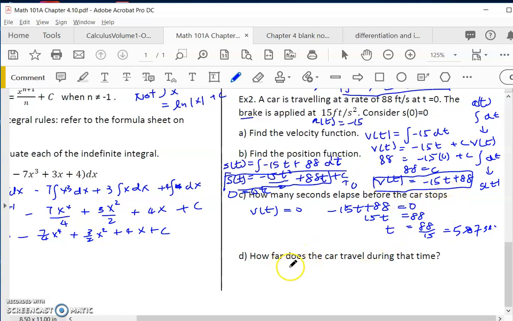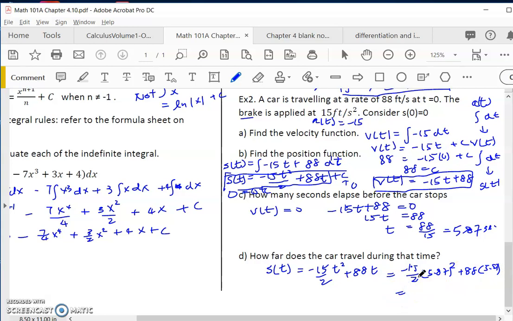So how much does it travel? That means the position of it after stopping, because the acceleration is constant, there's no going back and forth. So you can just do s of t and plug it in. So s of t is negative 15t squared over 2 plus 88t, and this is the time when it stops. So it would be negative 15 over 2 times 5.87 squared plus 88 times 5.87.